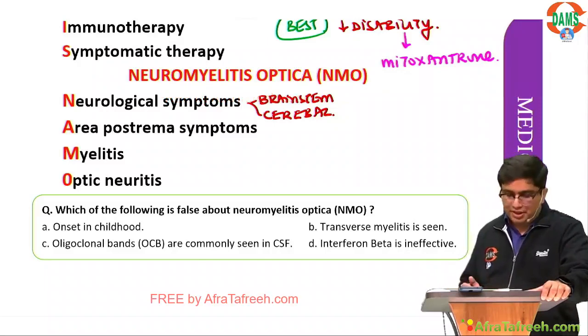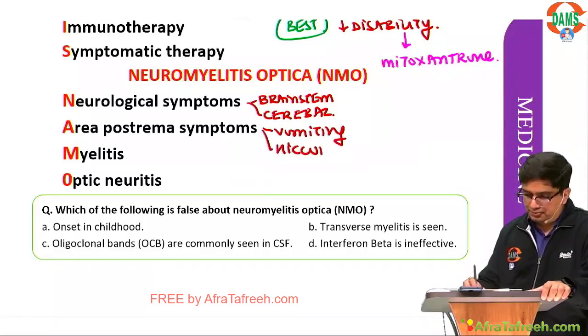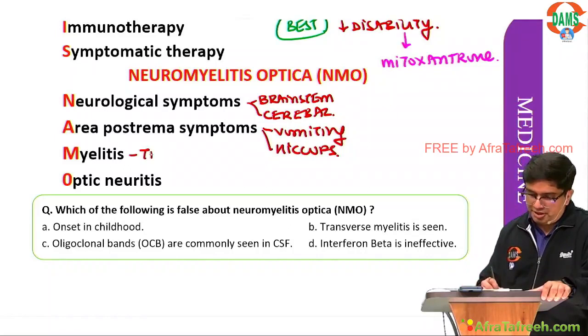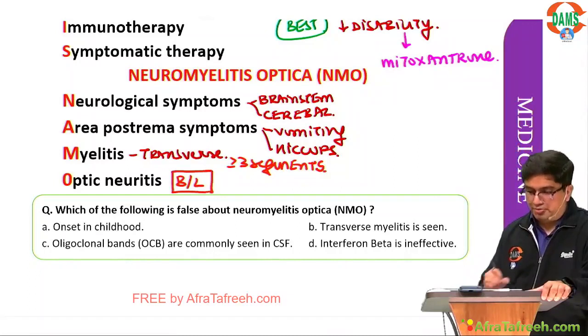Area postrema symptoms could be seen in the form of vomiting and hiccups. Myelitis could be seen in them as transverse myelitis, in which the patient would have 3 or more than 3 segment involvement. Optic neuritis that could be seen in them is generally seen to be bilateral.